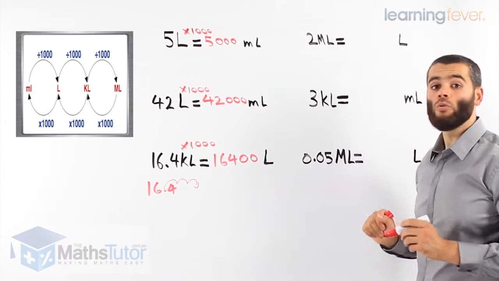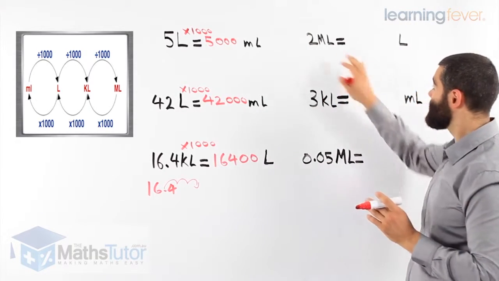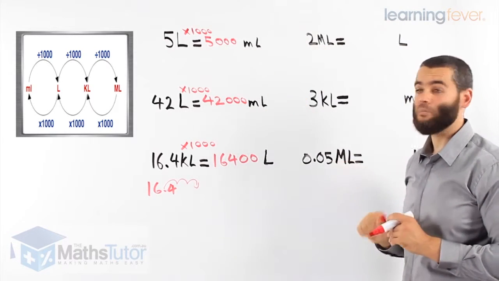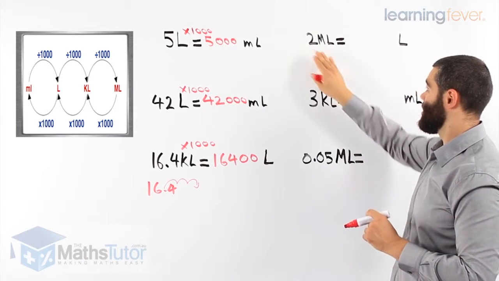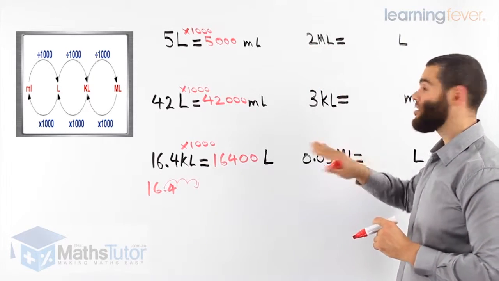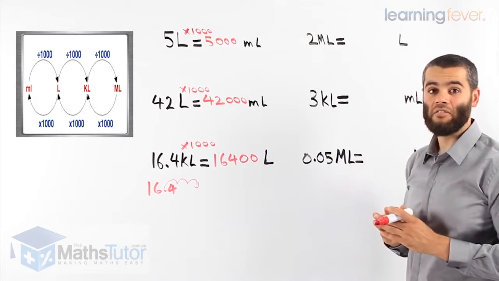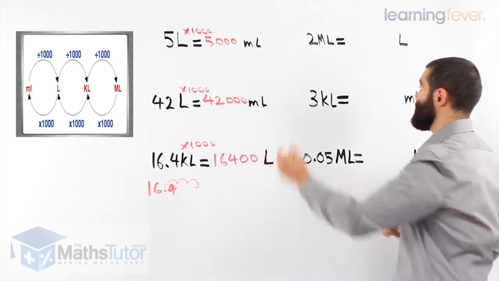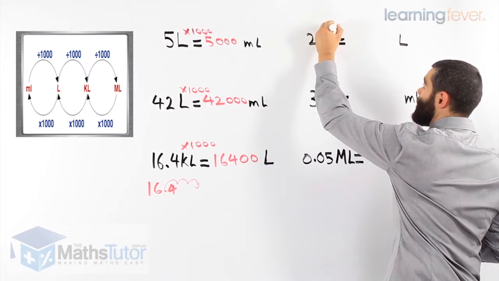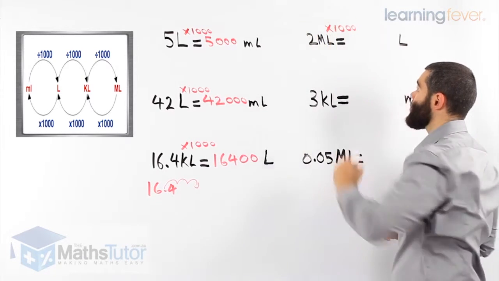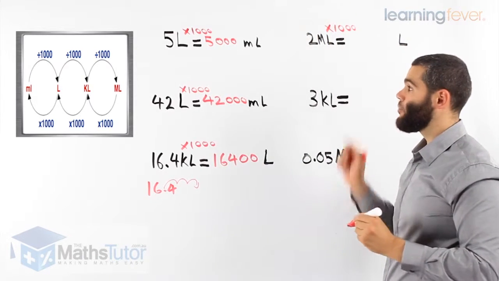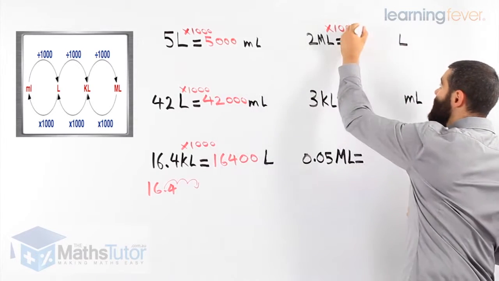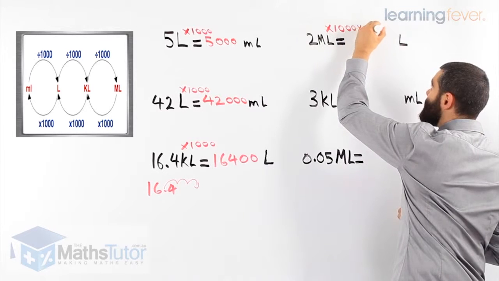We're converting to megaliters. Now you notice the mega has a capital M, while the milliliter has a little m. So it's very important to distinguish between that. 2 megaliters, how many liters is that? We're going from megaliters all the way to liters. So we have to go through kiloliters first. So 2 megaliters, times 1,000 to go to kiloliters, then times another 1,000 to go to liters.